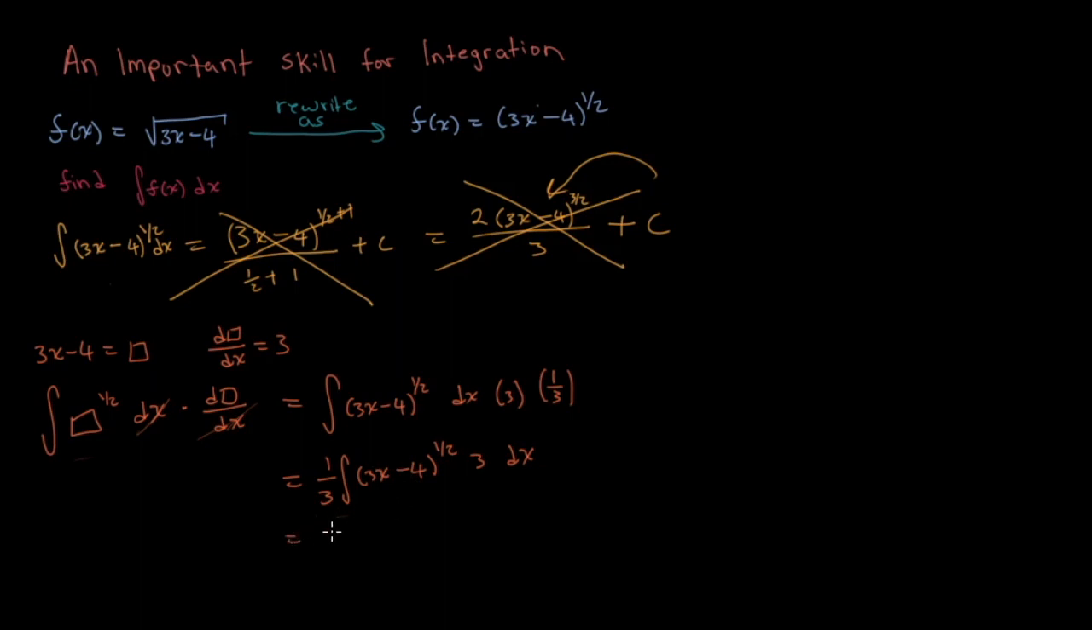We get 1 over 3 times, then we'll just do the reverse power rule here, times (3x minus 4) to the power of 3 over 2, divided by 3 over 2, or I'll just divide by 3 over 2.